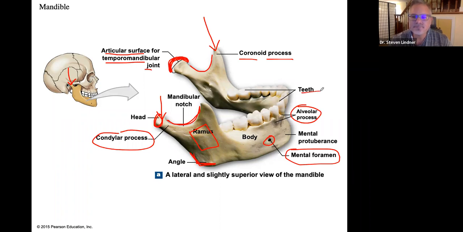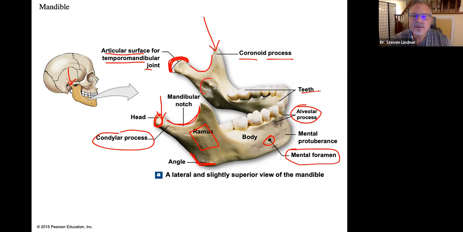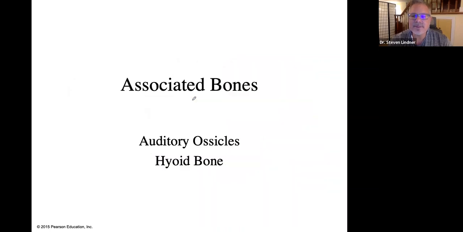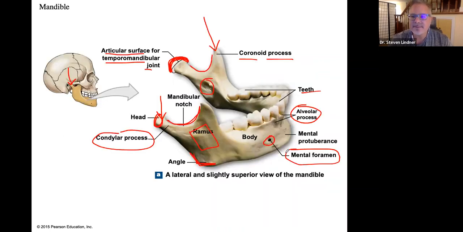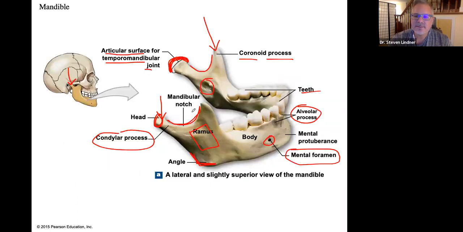And on the inside, there's this foramen here. And we can also see it here, called the mandibular foramen. Mandibular foramen is not the same as the mental foramen. Okay. The mandibular foramen is on the inside, whereas the mental foramen is more external. It's on the outside.